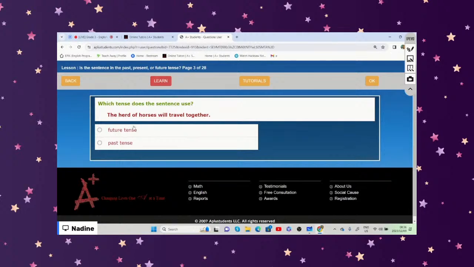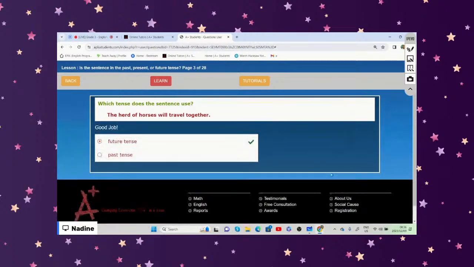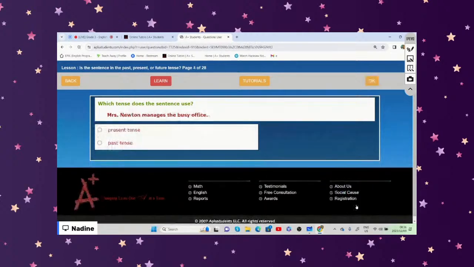All right, and if we were to choose the correct tense, we will say it's in the future. Especially the word will tells us that it is in the future, because it's something that needs to still happen. It will still happen. It's going to still happen. All right, so well done. Future tense is correct.